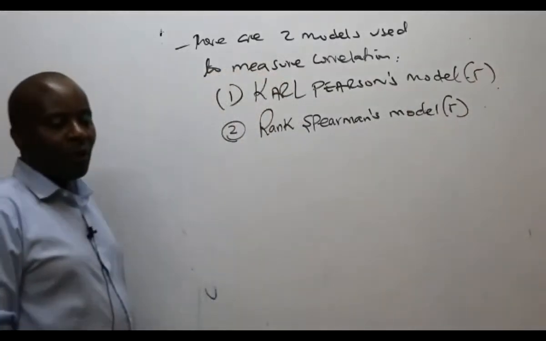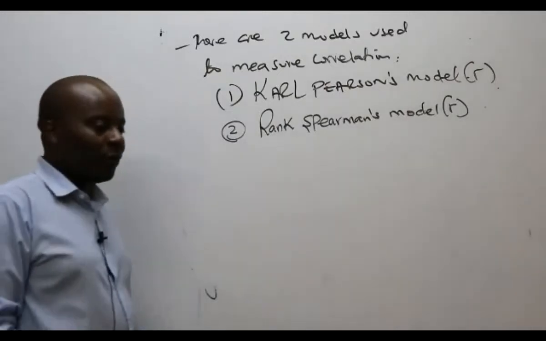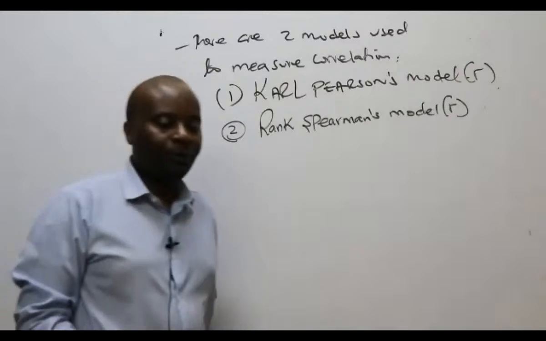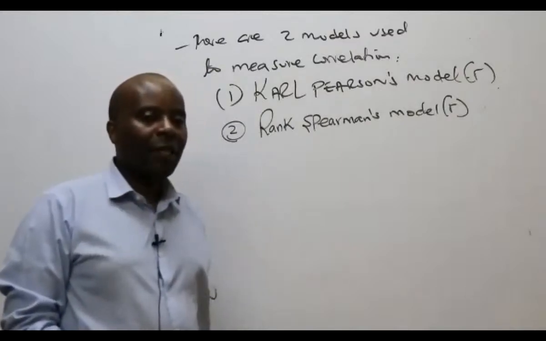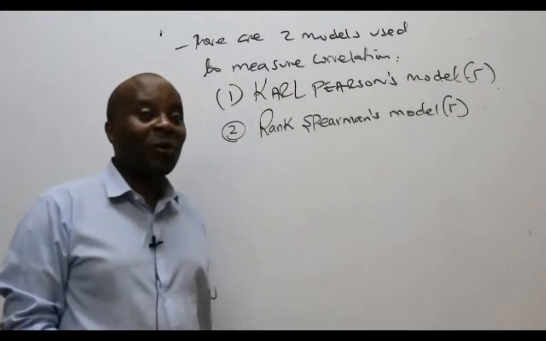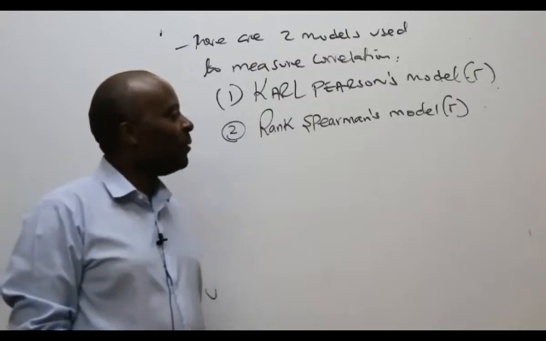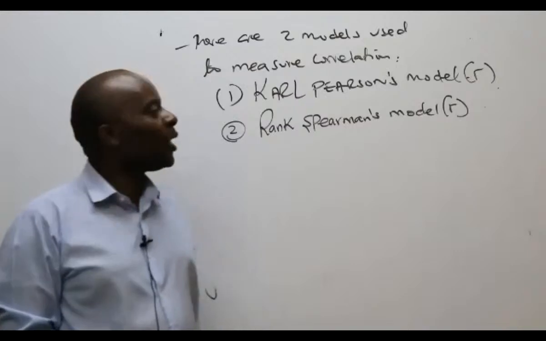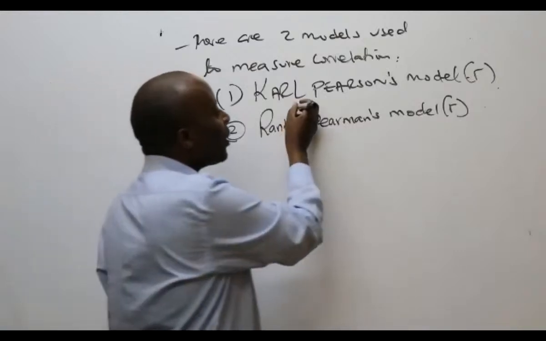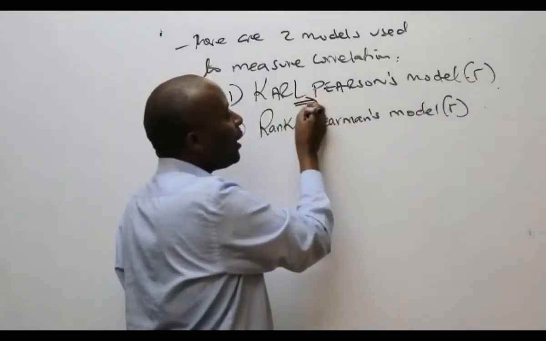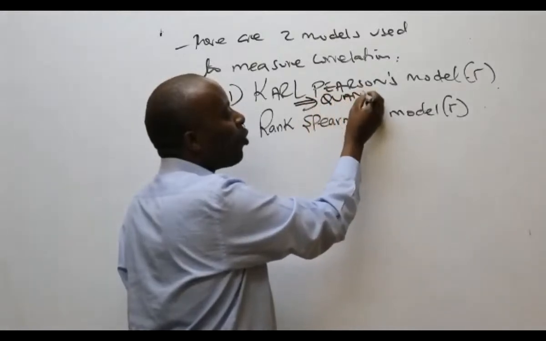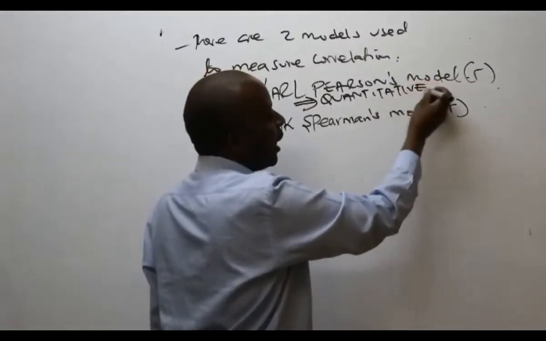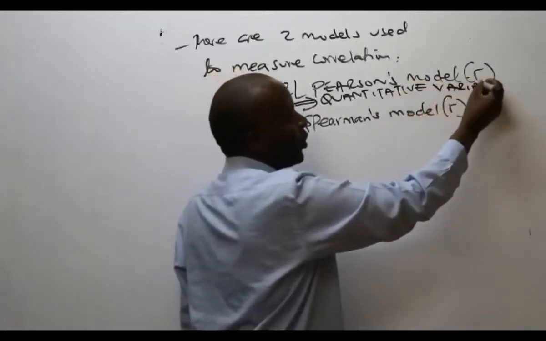Both of them are denoted with what here? With R. Both of them are denoted with R. And if you look at your past papers, in most cases, you'll be told to differentiate between these two correlation measures. Ladies and gentlemen, we normally use Karl Pearson's model whenever the variables that we have are quantitative in nature. Whenever the variables that we have are quantitative, so quantitative variables.